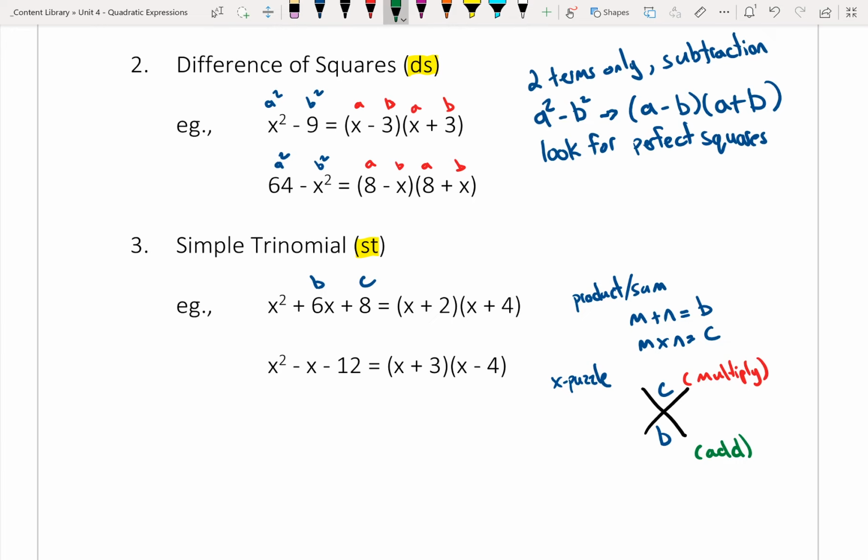So if we look at the first example, we're looking for two numbers that add to 6 but multiply to 8. And if we look at the answer, 2 and 4, so 2 plus 4 is 6, 2 times 4 is 8. And then x is always going to be the first term in those brackets. When we look at the next example, we have a b value. We don't see anything in front of that x, but there's always a 1. And then we have c.